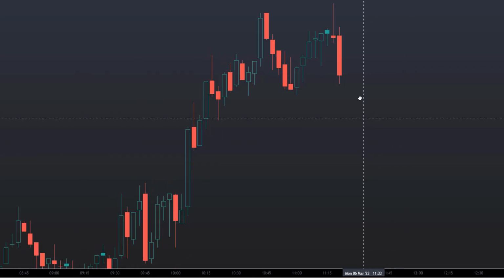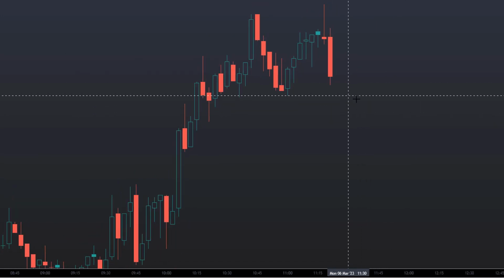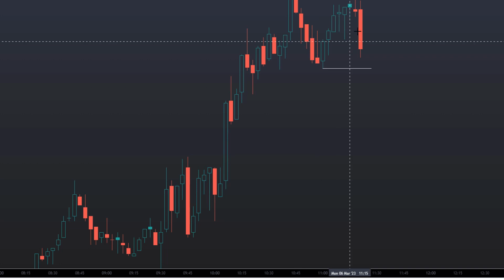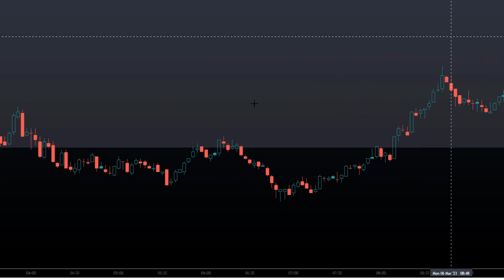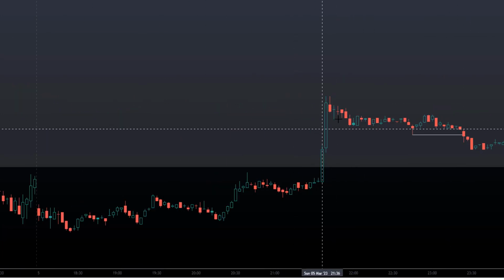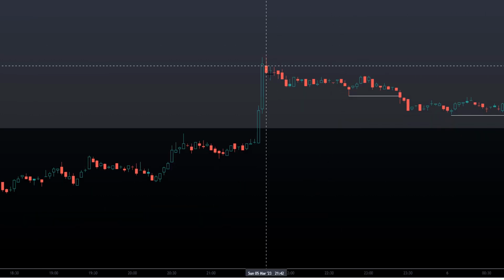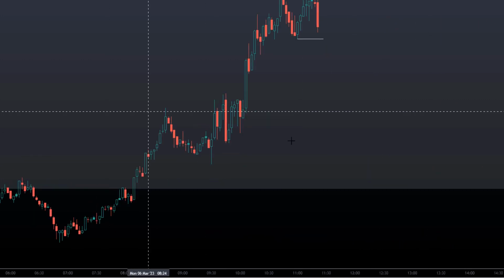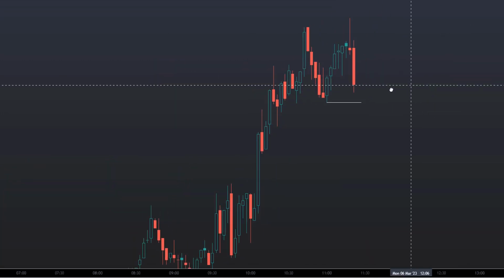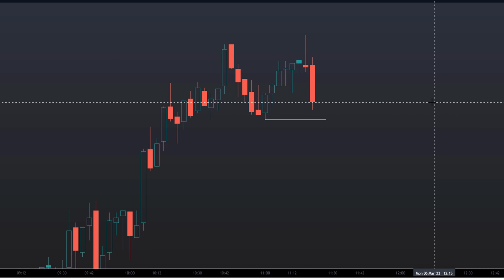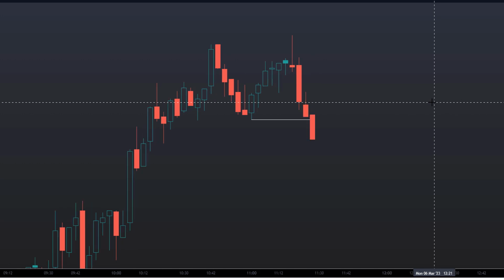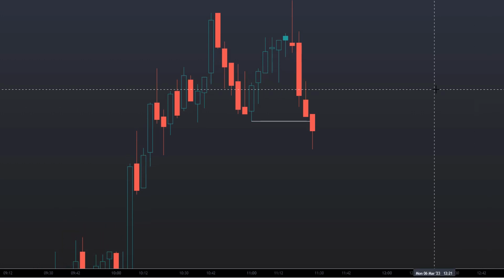There you go. You see, of course, still we don't have the change of character. The change of character will happen when we break this area right here. But you see how different this price action is compared, for example, to this price action that we showed earlier, where price was retracing like that in order to continue towards the upside. So let's check out if we have a break of structure right here, which will constitute a change of character at the same time. There we go, we have our change of character.